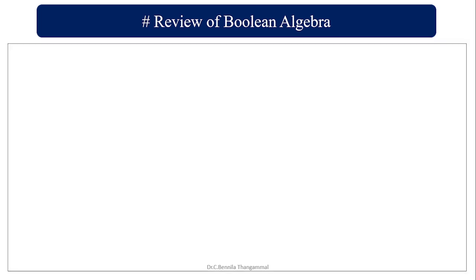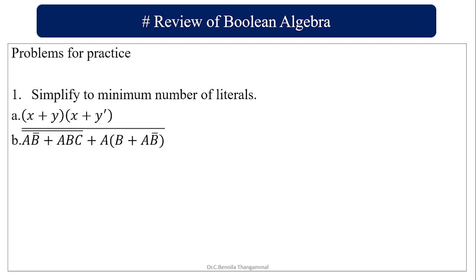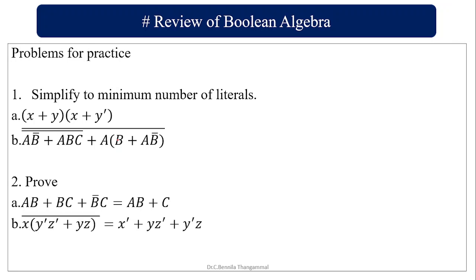So now I will give the problems for practice. Simplify to the minimum number of literals. Whatever literals they have used, each and every variable is said to be a literal. So small x should be small x, capital X should be capital X. If it is small a b, you should have small a b. If it is capital A B, you have to use capital A B. So here I have given the problems: two problems for simplification and two problems for proof.